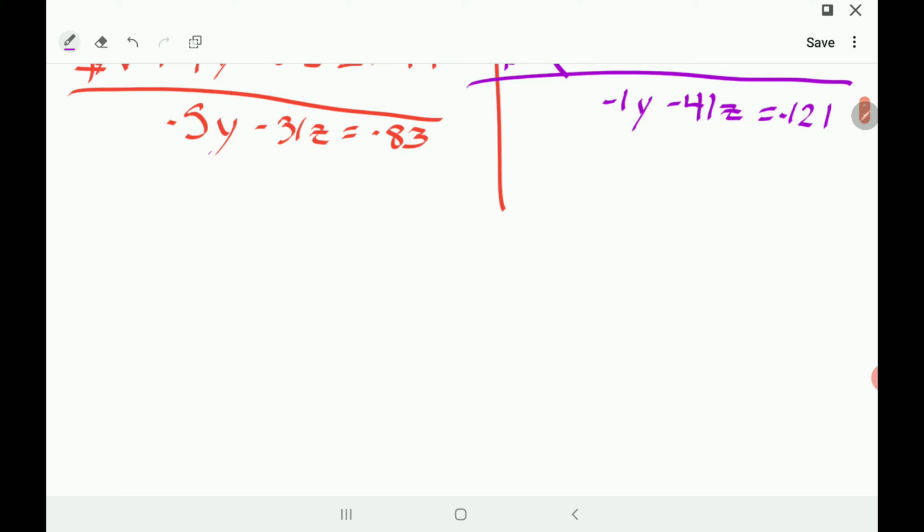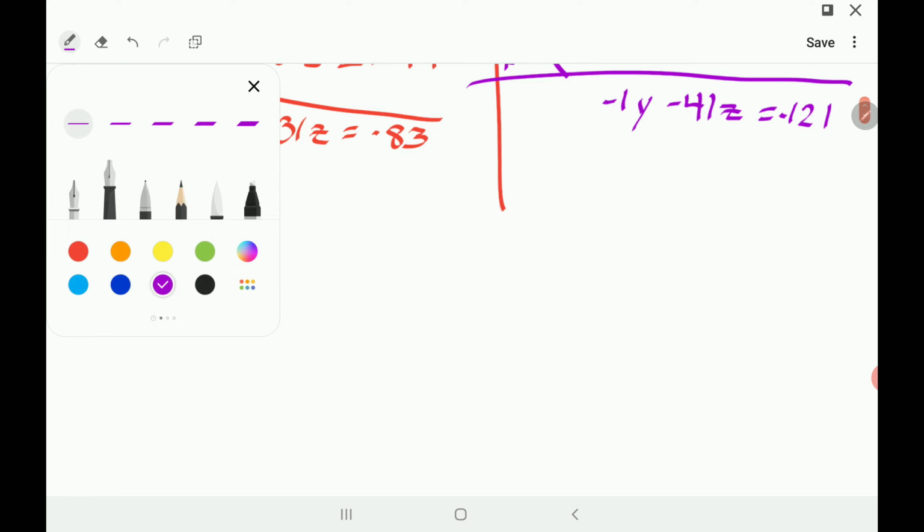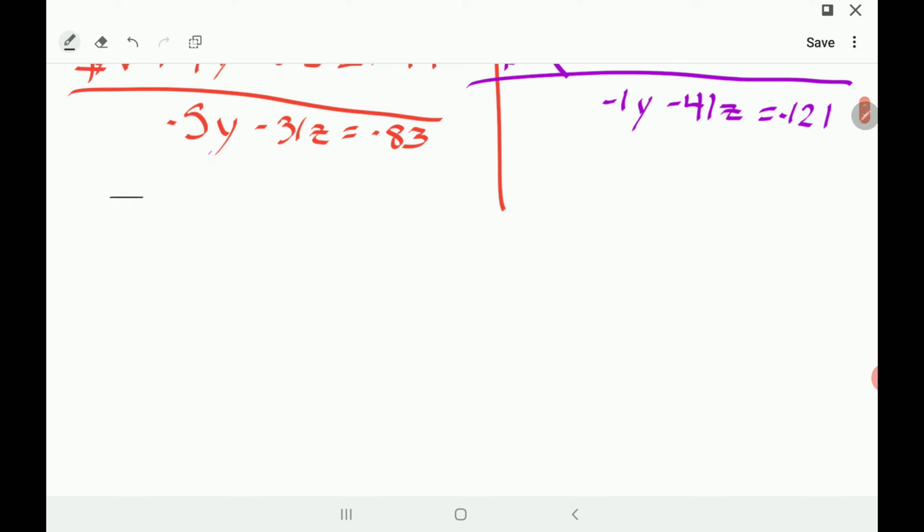Everything's okay. All right, so here's my equation I have so far. Now I have a 2x2 system, which again is the whole point. I use one of the variables to break this down to a 2x2, which is negative 5y minus 31z equals negative 83. And then negative 1y minus 41z equals negative 121.